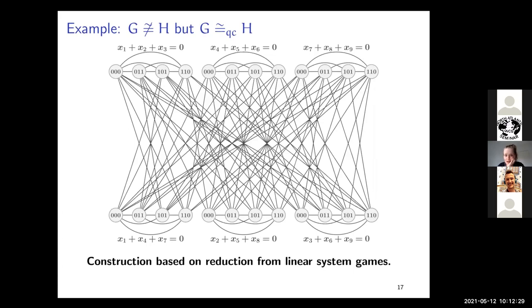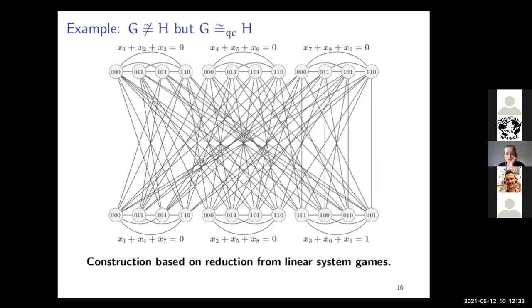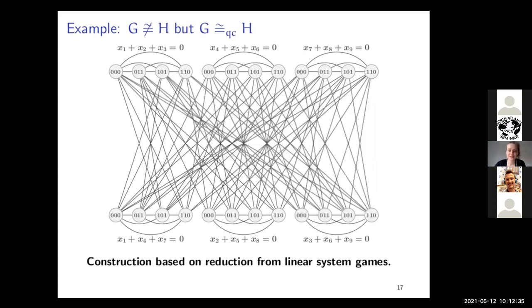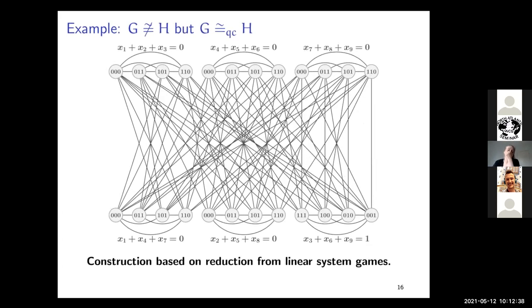So these are two graphs, G and H. You can all quickly check that they are not isomorphic. Go back and forth a few times. I'm joking. I'm asking you to take my word for it that these are not the same graph, but we can prove that they are quantum isomorphic. So these have 24 vertices, and this is the smallest example that we know of.